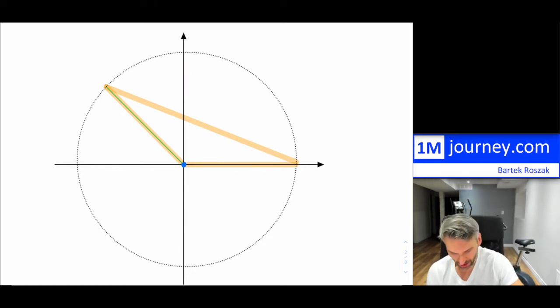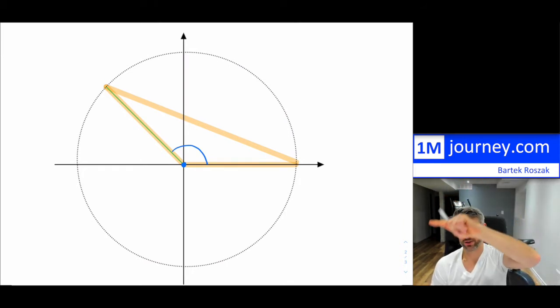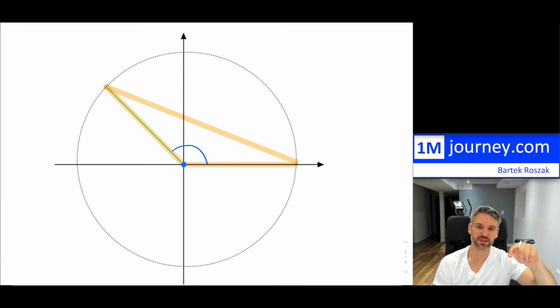But clearly, an angle like this one right here, which is bigger than 90 degrees, can exist. In fact, you can create these angles and make them bigger and bigger. Of course, you can go all the way around: 90 degrees, 180, 270, 360, come back, and then go around the circle again.